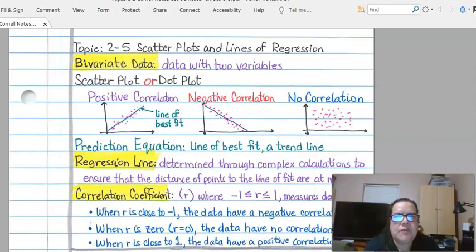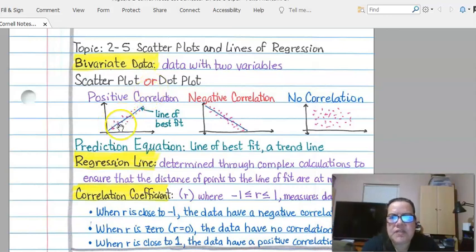Section 2.5 is all about scatter plots and lines of regression. So some of the Algebra 1 things you learned, plus a little bit new on the Algebra 2. So bivariate data, if you notice here, anything bi is usually 2, right? So variate, having to do with variables. So data with 2 variables. And so basically we usually use a scatter plot or a dot plot to graph these kind of relationships.